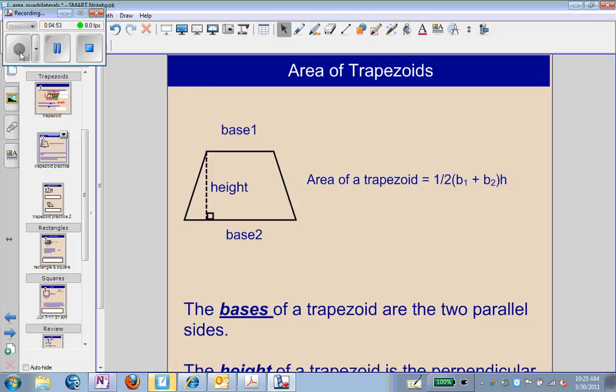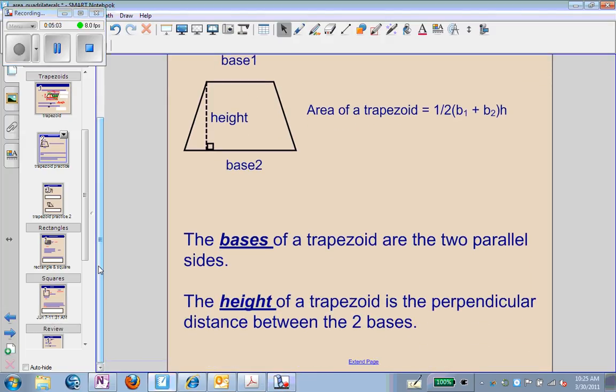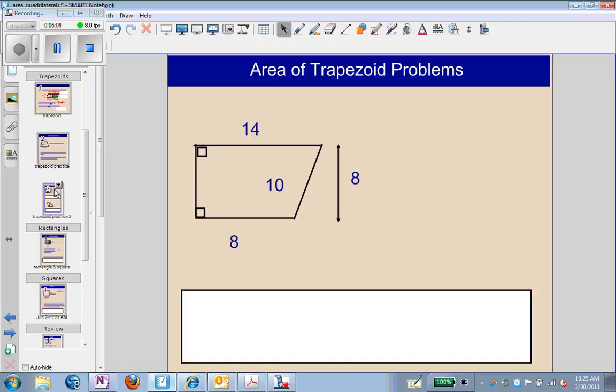We know the area formula for a trapezoid is 1/2 the sum of the bases times the height, because we just saw how that was derived. Again, if you don't understand how it was derived, it's not a big deal. You just need to know how to use the formula. So let's look at some examples. Now here's a trapezoid that is not an isosceles trapezoid. It's just some random trapezoid.